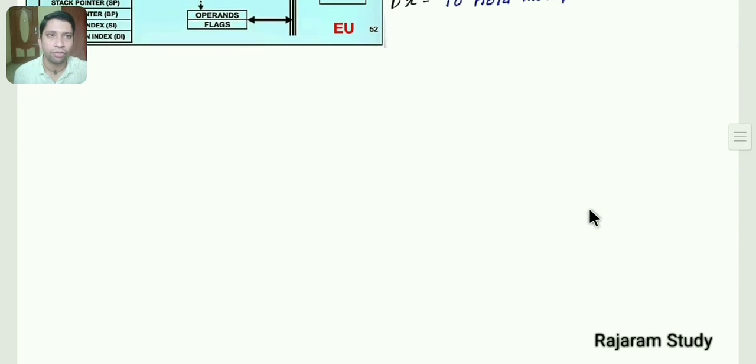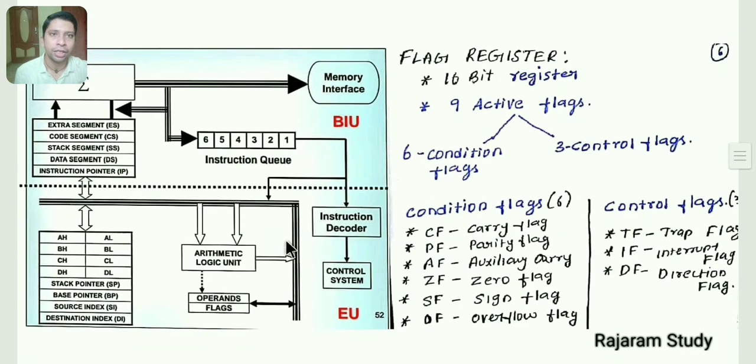Now let's go to the flag register. This is our flag register. This register is very much used. This is a 16-bit register in which we are going to use only 9 active flags. That is, out of 16, we are going to use only 9 active flags: 6 for condition and 3 for control.